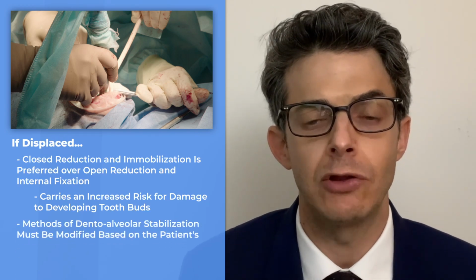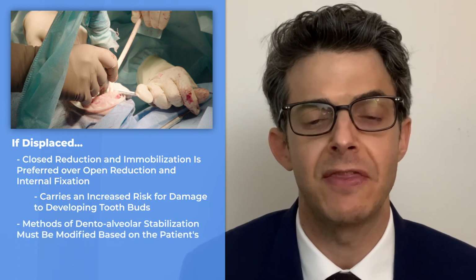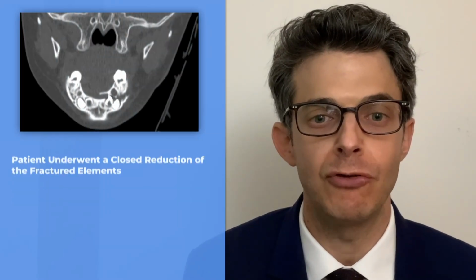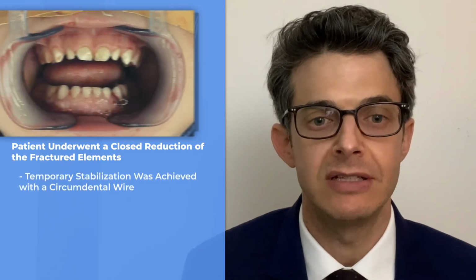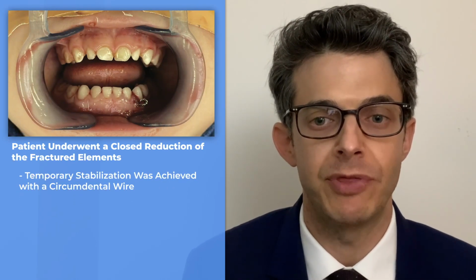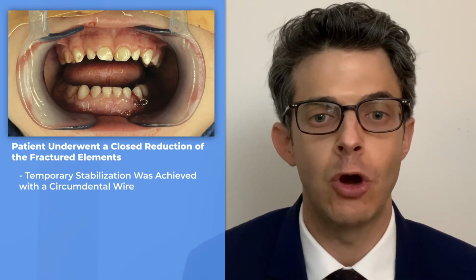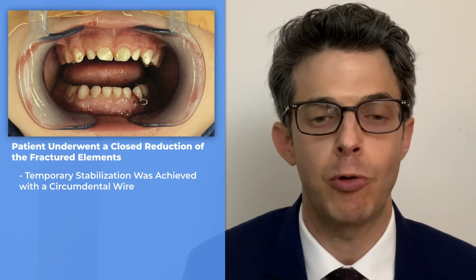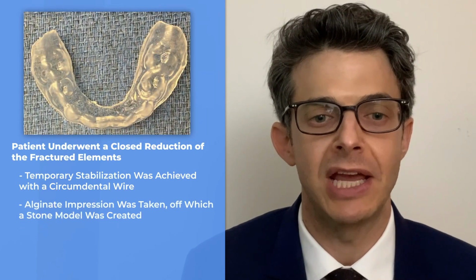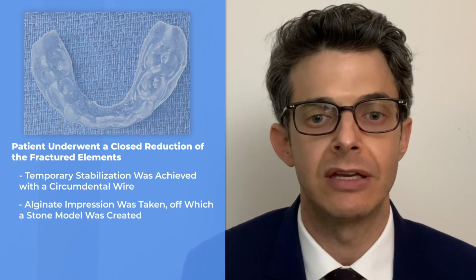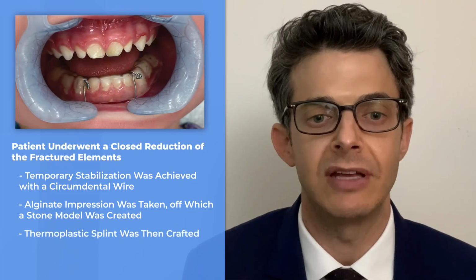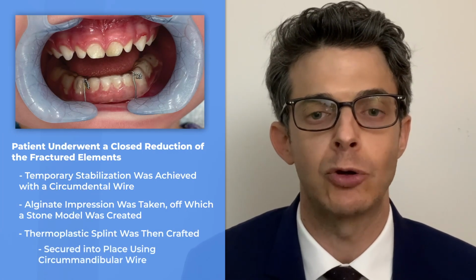Methods of dental alveolar stabilization must be modified based on the patient's age and their dental maturity. In this report, the patient was taken to the operating room where he underwent a closed reduction of the fractured elements. Temporary stabilization was achieved with a circumdental wire. While in the OR, with the assistance of a pediatric orthodontist, an alginate impression was taken off of which a stone model was created. A thermoplastic splint was then crafted, and it was secured into place using circummandibular wires.